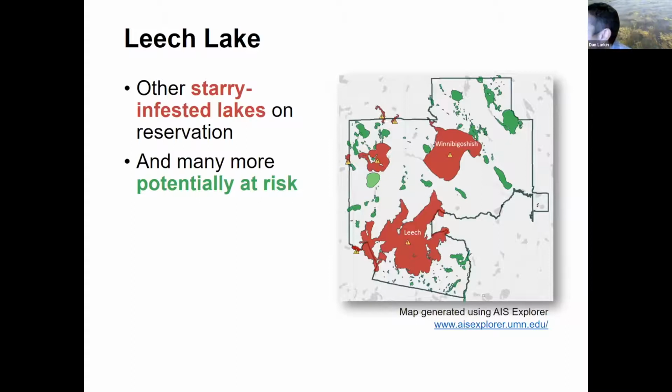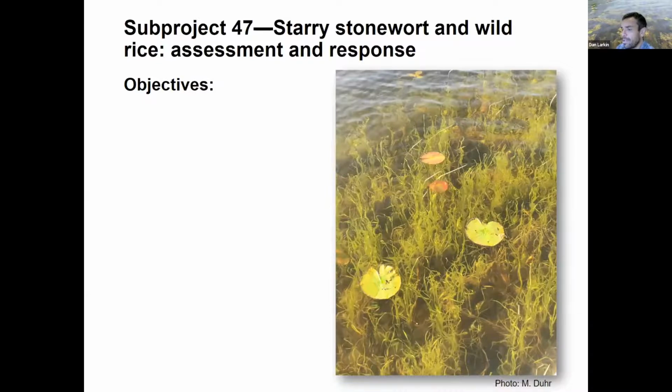This find on Leech added to the starry infestations that were known on the Leech Lake Reservation, notably Cass and Winnibigoshish. And this image shows a really lake dense area. So there are a lot of other lakes that are potentially at risk that have that proximity to these starry stonewort populations and likely overlapping environmental conditions that would be amenable to starry. So that's the genesis of our project, to address this problem in this context.